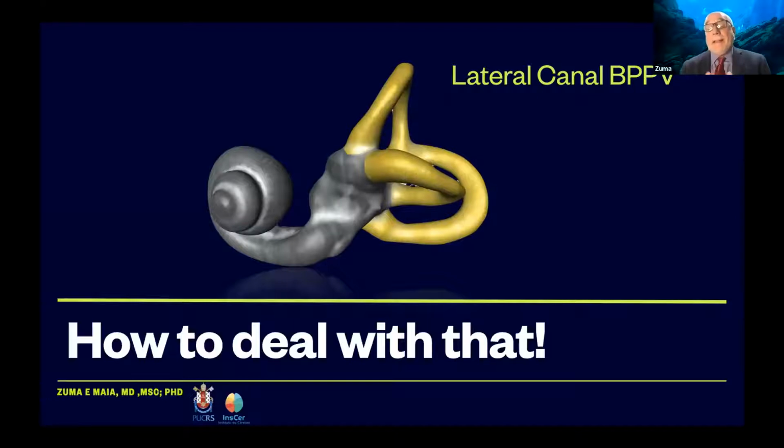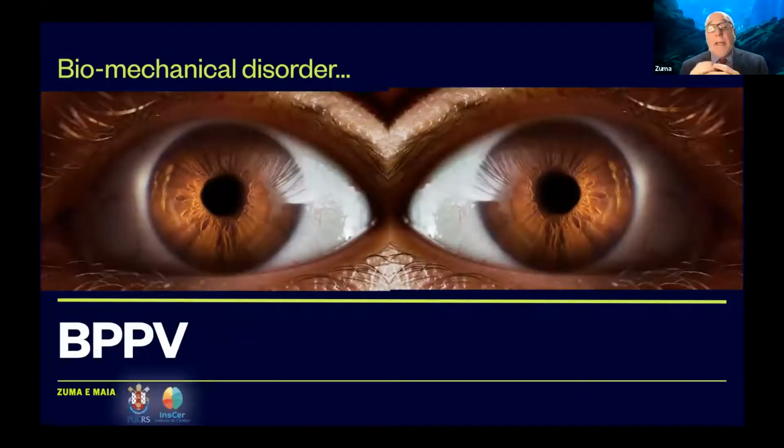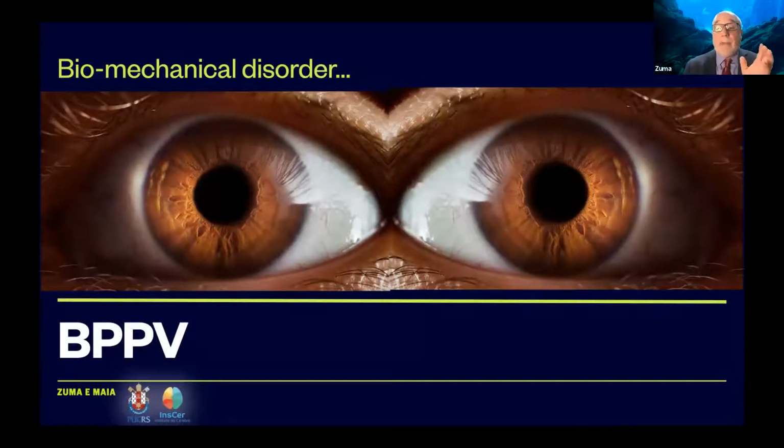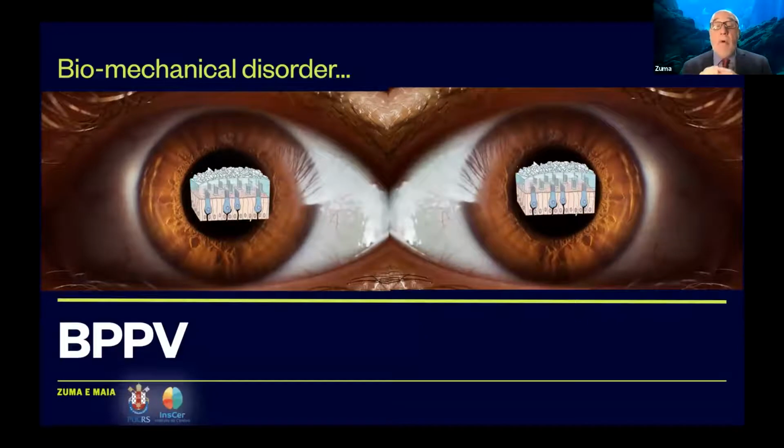So, especially, this is a great opportunity to talk about lateral canal BPPV. I'm going to share my experience, how to deal with that. Well, everybody knows that BPPV is a biomechanical disorder. And you can see here that through the eye movement, we can see what's going on with these particles, whether they are moving, floating, or attached to the cupula.